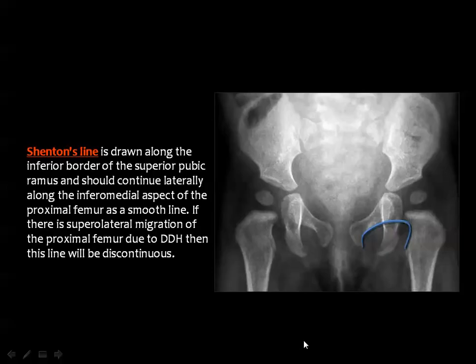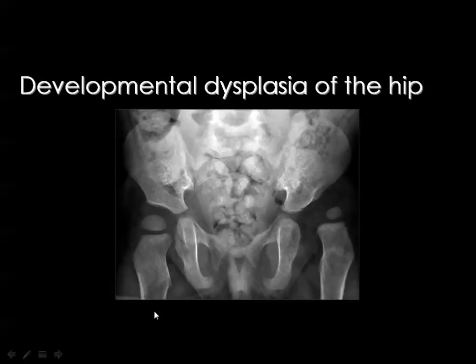Also, this Shenton line is very famous. We draw a line passing from the inferior medial aspect of the femoral neck going to the inferior border of the superior pubic ramus and the lateral margin of the pubic bone. This line should normally form a gentle curve. It will not be discontinuous. Then you consider that the femoral head is in a normal location.